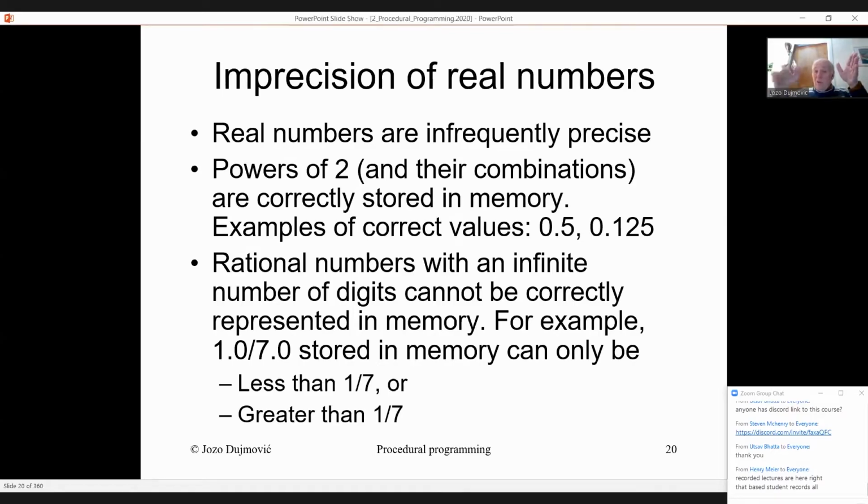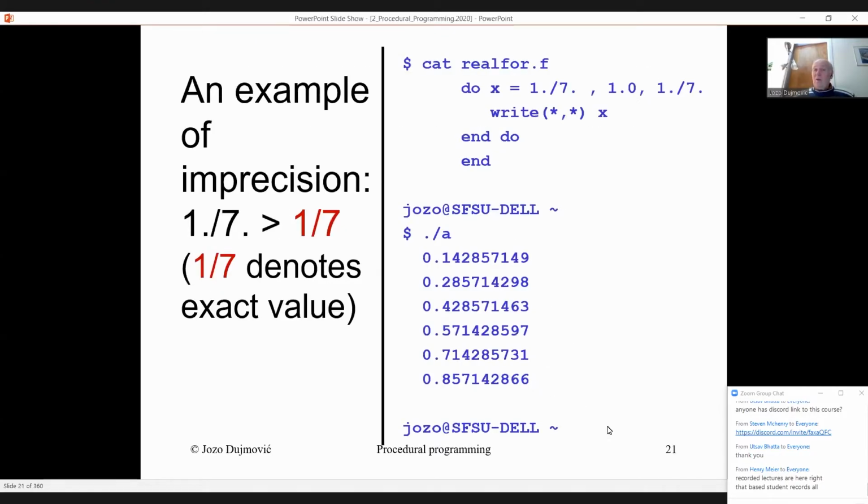If you have an infinite number of digits, then you have to truncate them or round them and put them inside your memory where you can fit them. Therefore, the number that is stored in memory can be either less than 1 divided by 7 or greater than 1 divided by 7. But you cannot have 1 divided by 7 because this needs an infinite number of digits.